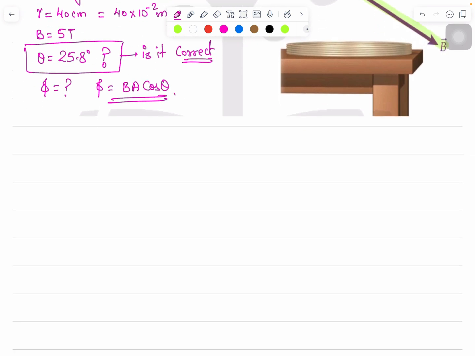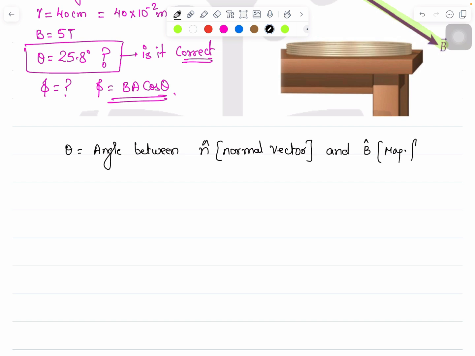I told you earlier a number of times that theta is the angle between n cap, which is the normal vector, and the magnetic field vector, B cap. Yes or no? If any angle is given, this is the shortcut. That is very, very important.